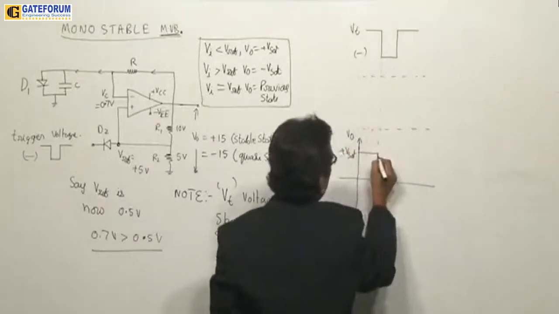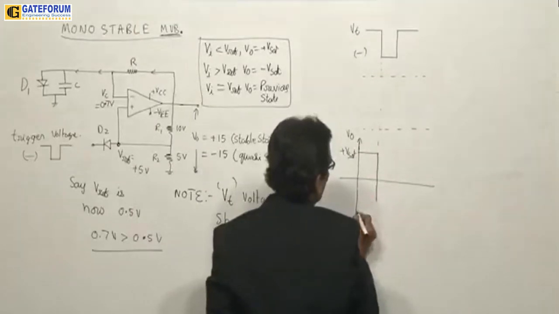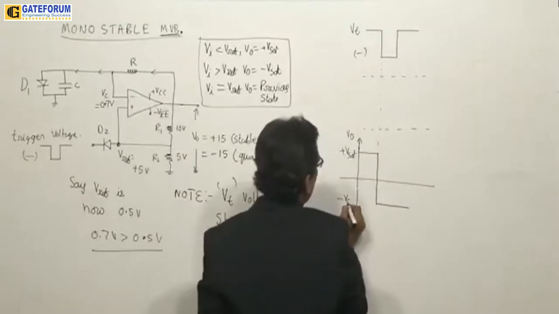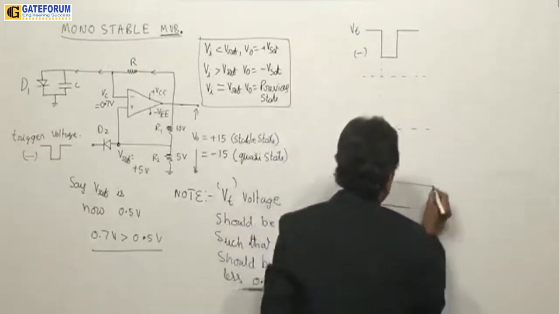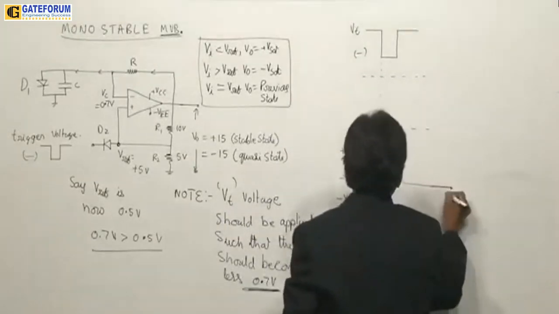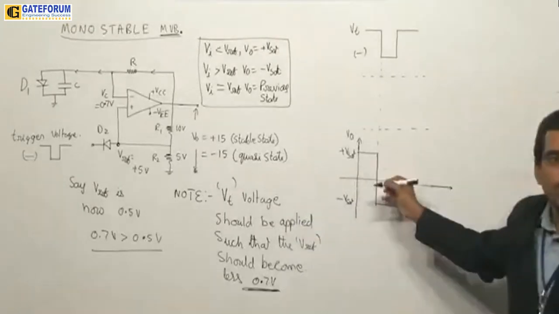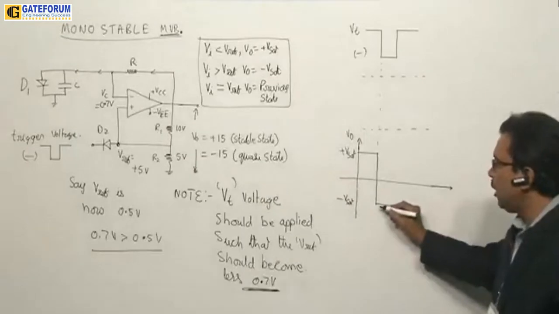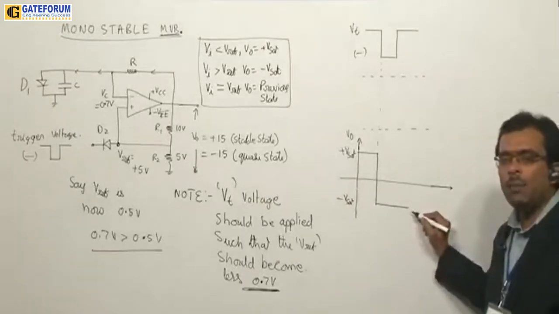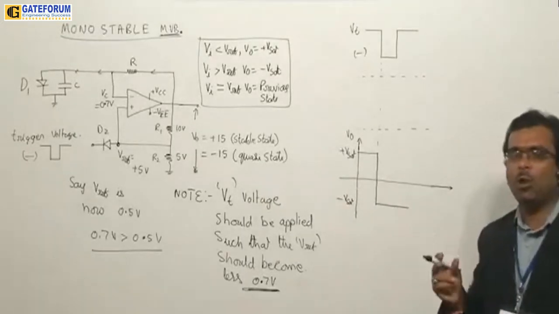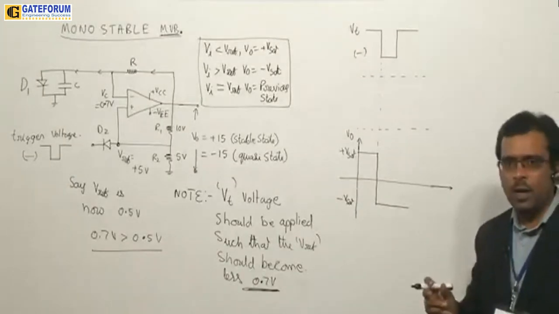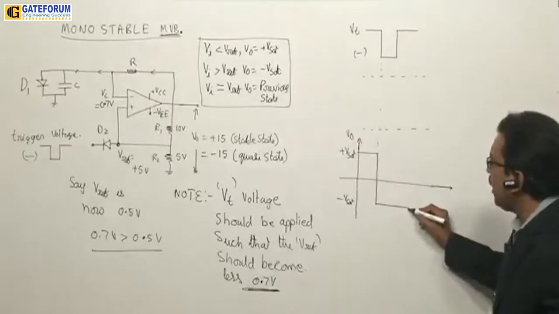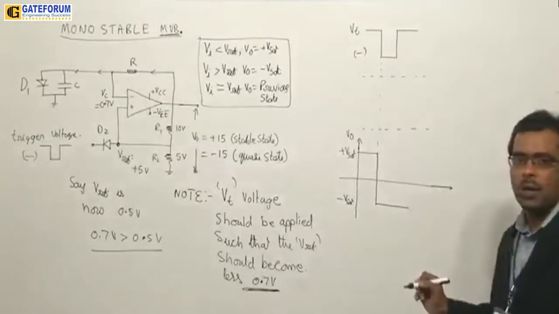The moment the trigger is applied, immediately the output changes from plus Vsat to minus Vsat, like this. Once you get to minus Vsat, it will continue to remain there. How long will it remain? As I said, it will remain only for a certain period of time T.